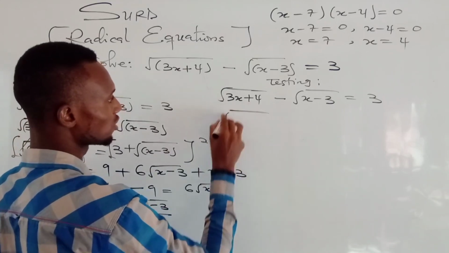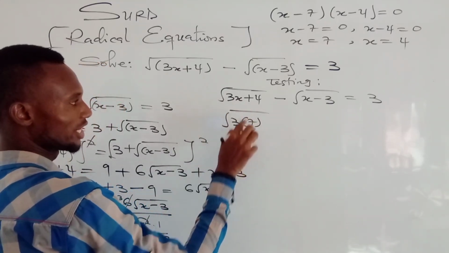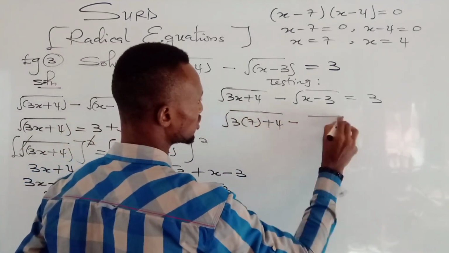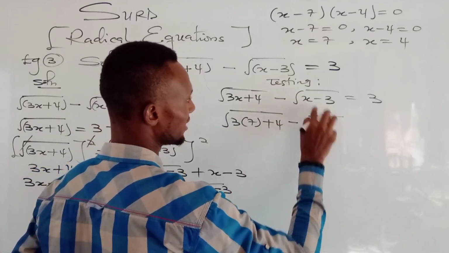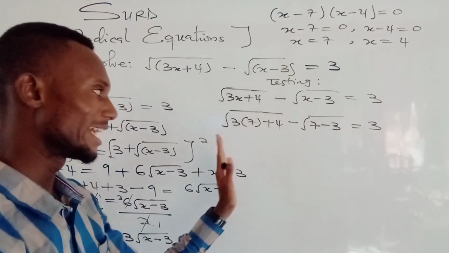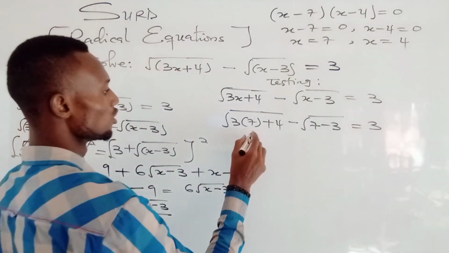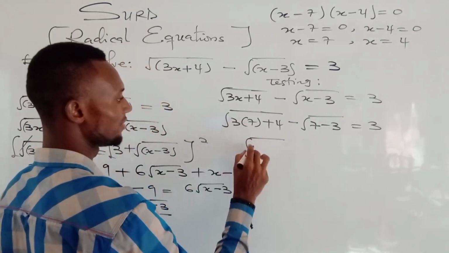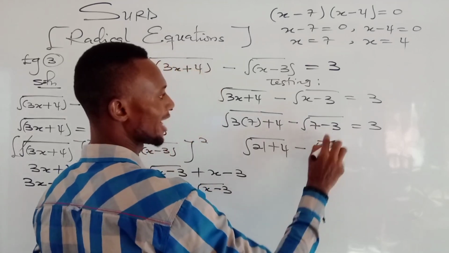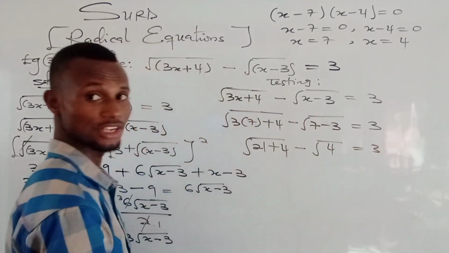So I have the square root of 3 into bracket 7, because the 3 and the s are multiplying. So 3 into bracket 7, plus 4, minus the square root of my s, which is 7, minus 3, should give us 3. We are going to simplify the left hand side to see if it will give us the same value as the right hand side. So it's going to be the square root of 21 plus 4, minus the square root of 7 minus 3, which gives 4, equals 3. It should give us 3.